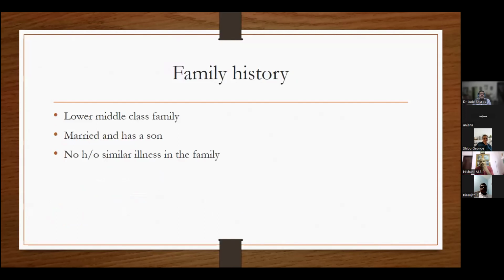Family history. He was from a lower middle class family, married and has a son, and there was no history of similar illness in the family. In this case, where the patient has a swelling in the forehead, why is family history important? The patient has a swelling in the forehead, and then think about the nasal mass, some nasal symptoms. Pott's puffy tumor, right there.